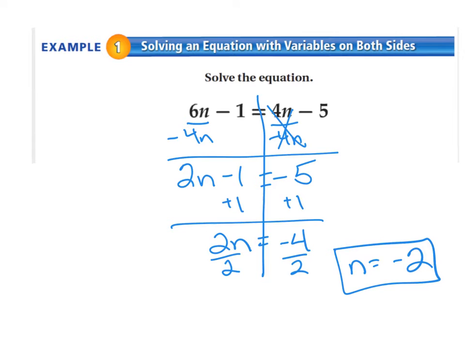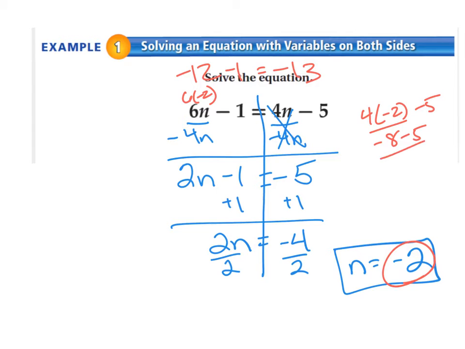Again, you can plug it back in, plug the negative 2 back in. 6 times negative 2 gives me a negative 12, minus 1 gives me negative 13. 4 times a negative 2 gives me a negative 8, minus 5 gives me a negative 13. Both sides match. I know I did it correctly.